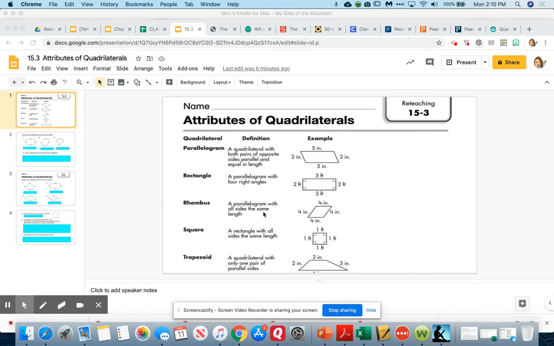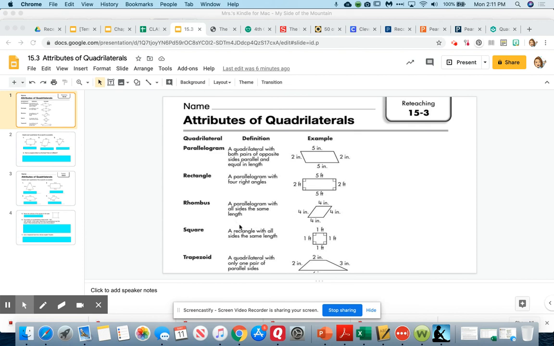Now, a rhombus is a parallelogram with all sides the same length. So, again, it's a parallelogram because it fits that definition. Are the sides equal in length? Yep, 4 and 4 and 4 and 4. The difference between a rhombus and a parallelogram is that in a rhombus, all sides are the same length. So we've got 4, 4, 4, and 4.